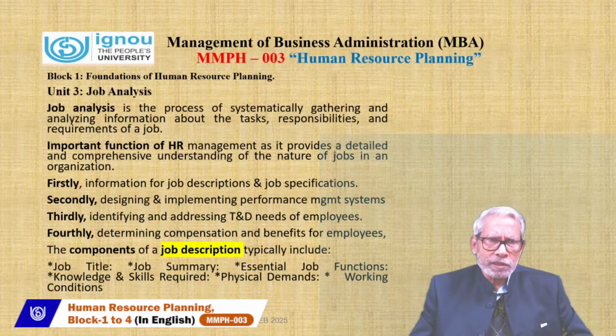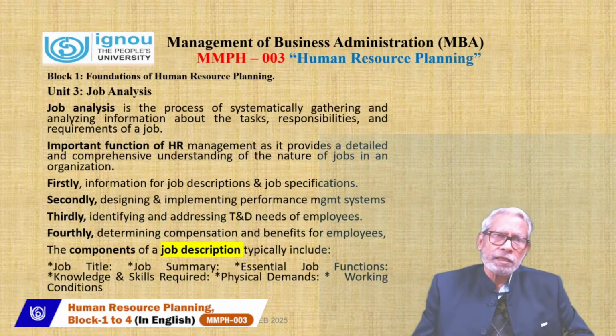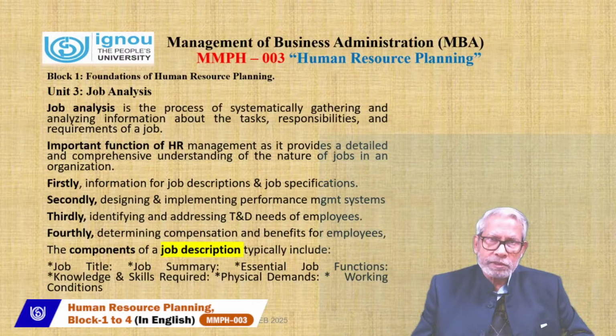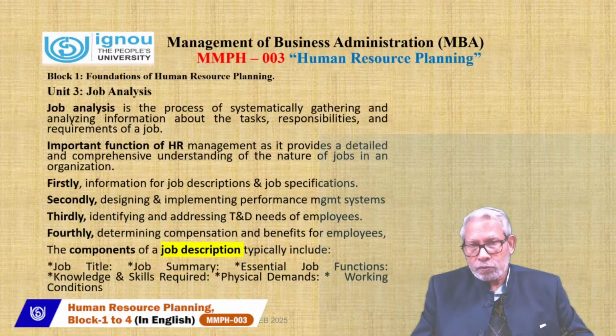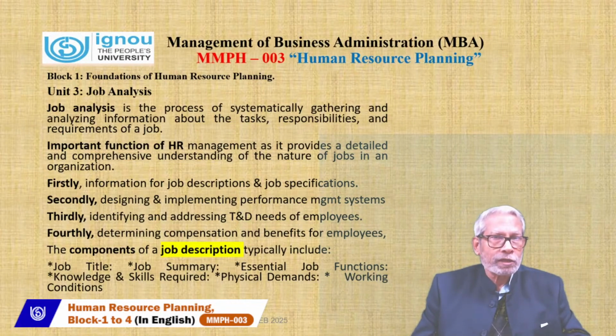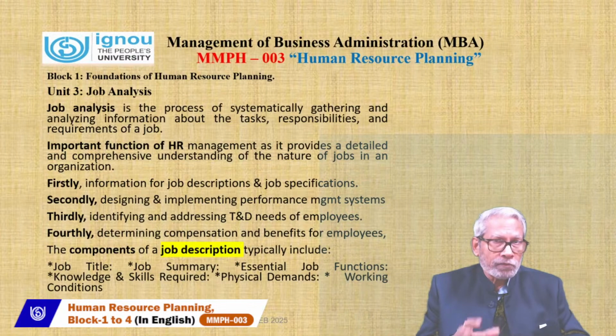That's why some steps are there. First, information you have to collect for job description and job specification purposes. The second is designing and implementing performance management systems based on the job analysis data. The third is identifying and addressing training. What type of training is required? How to develop the things that you have to identify. Fourthly, determining the compensation and benefits of the employees. How much salary should be there? How to fit the salaries for this particular work? What type of amount should be fixed? All this is part of the fourth stage.